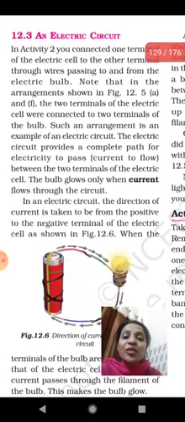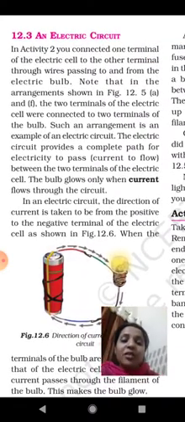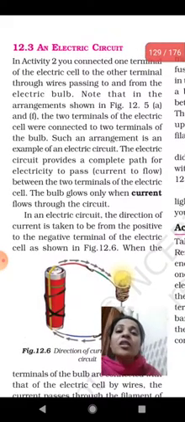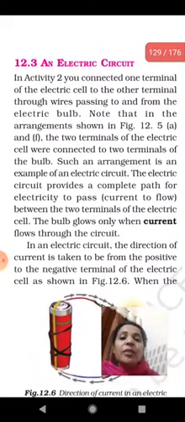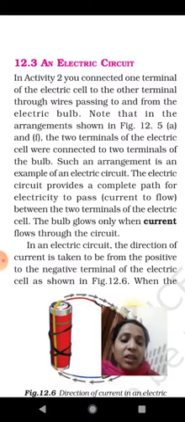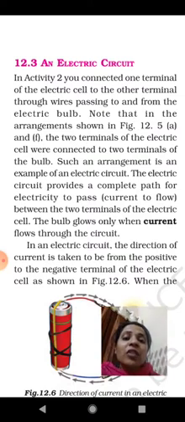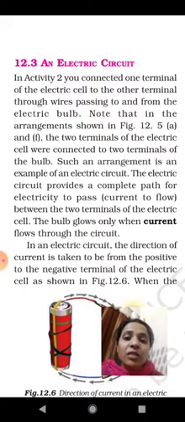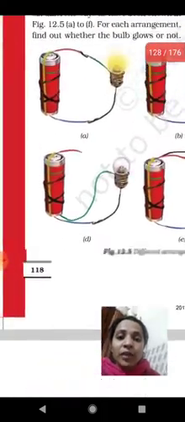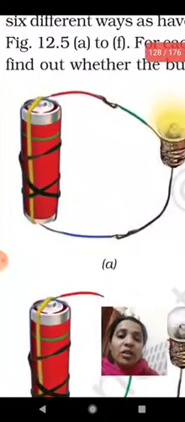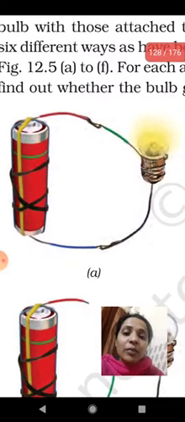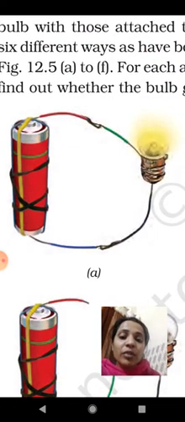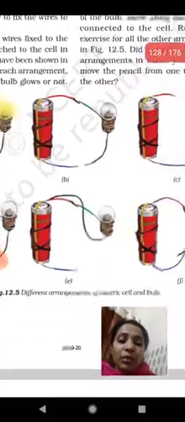Okay. So, as you were there in chapter number 12, on page number 119, let's start from that page. On that page, we are on activity 12.3, an electric circuit. In activity 2, you connected one terminal of the electric cell to the other terminal through wire passing to and from the electric bulb. See, like this, what you have done in this form. A cell and a bulb, and from one terminal to the bulb and from the other terminal connected to the bulb. Clear?